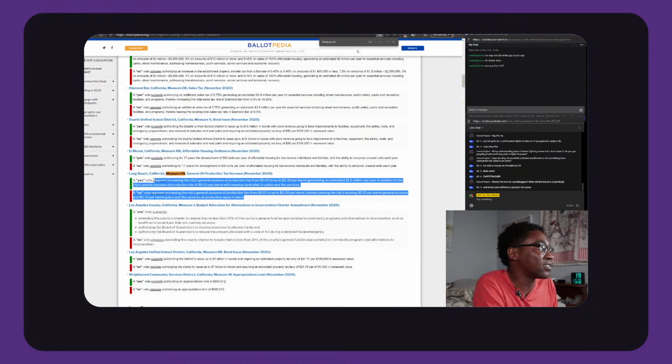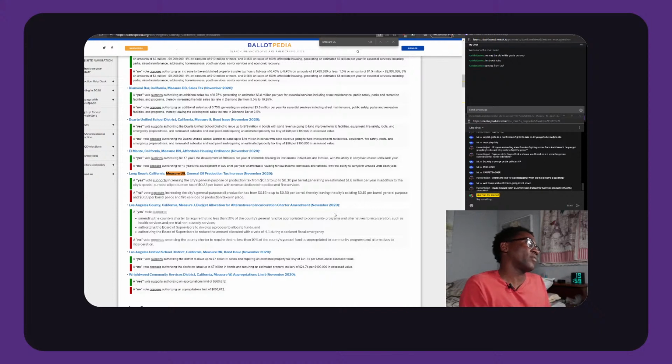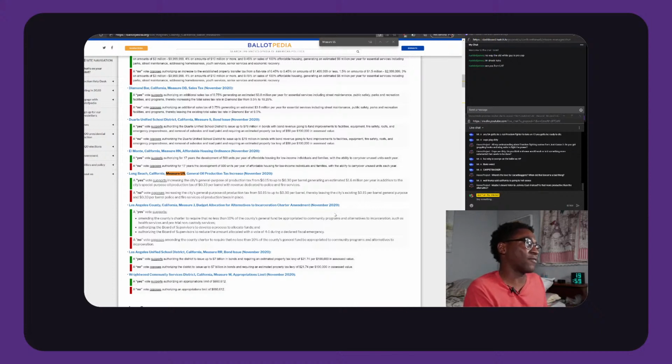You get some basics right here, like a yes vote supports the measure and a no vote opposes the measure. And the measure itself is increasing the city's general purpose oil production tax, basically doubling it and increasing revenue estimated by $1.6 million per year, in addition to the city's special purpose oil production tax of 33 cents per barrel with revenue dedicated to police and fire services. So basically, increasing oil taxes in order to fund police and fire services. And this is a specific thing. I happen to know that Long Beach is part of the Los Angeles oil basin thing.